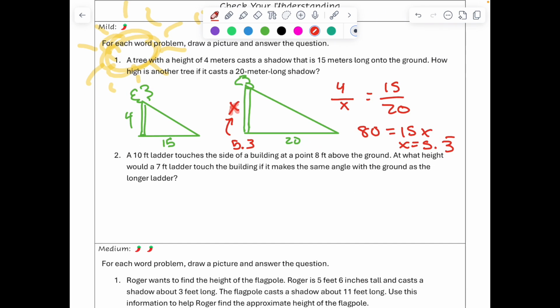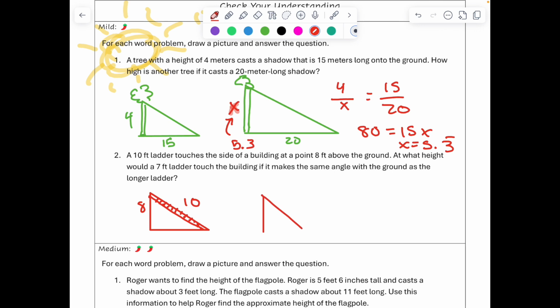A 10-foot ladder touches the side of the building at a point 8 feet above the ground. So if here's the building, here's the ground, the ladder reaches 8 feet up and the ladder is 10 feet long. The ladder leans, right? So that would be 10. And then at what height would a 7-foot ladder touch the building with the same angle?